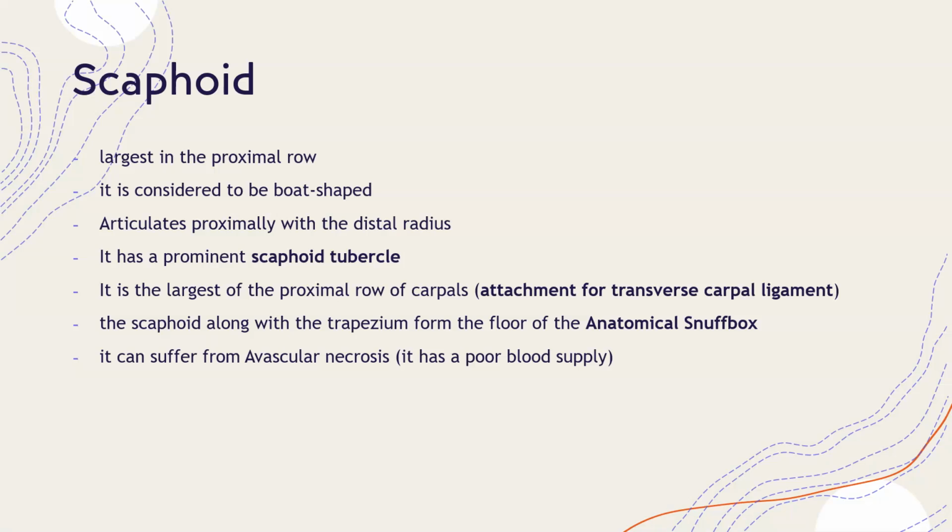It is the largest of the proximal row of carpals, and it is the attachment for something called the transverse carpal ligament. We will get into these ligaments after this bony lecture. That will be the next set, the joints that involve the wrist and the hand. So you have this attachment of the transverse carpal ligament. The scaphoid, along with the trapezium, form the floor of something called the anatomical snuff box.